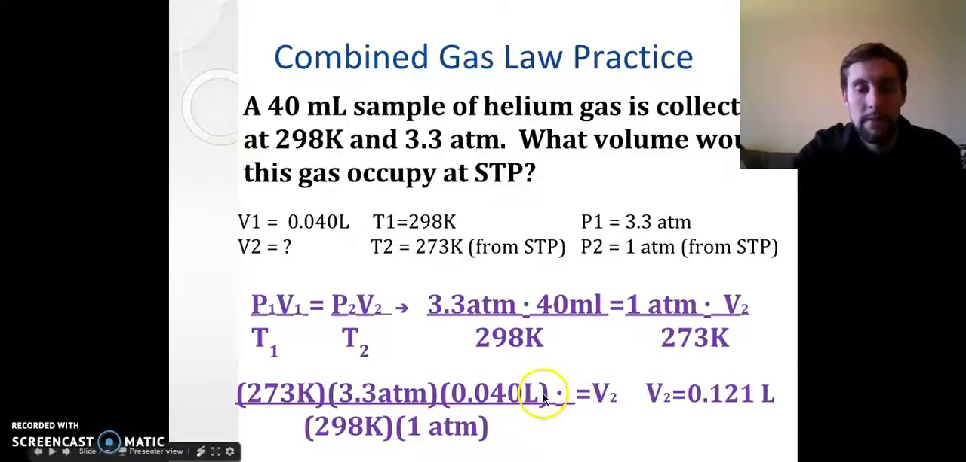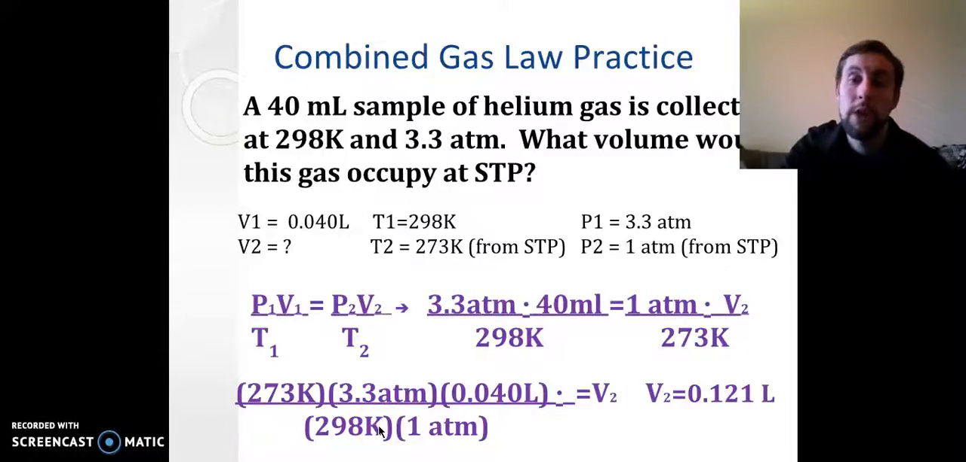and divide, we get these 3 multiplied, and 298K times 1 atmosphere will be the ones on the opposite side that we then divide out to get gone from the volume 2. And when we do that math, we get volume 2 equals 0.121 liters. If that's confusing, you want to draw a little more detailed, let me know, I can show you in person.